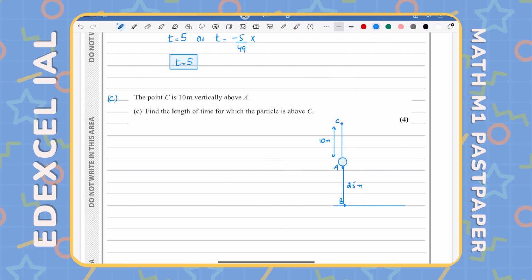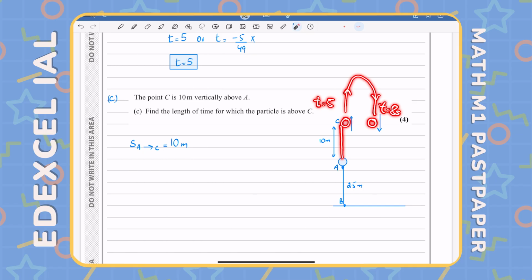Now, since A is the starting point, what would be the displacement from A to C? That would be equal to 10 meters. So if I can find out the exact time when the ball is at C on the way up and when the ball is at C on the way down. Hypothetically speaking, let's say at t equals 5 seconds, the ball is at point C on the way up, and then at t equals, okay, these are just random values, at t equals 8 seconds, the ball is once again at point C, but this time on the way down.